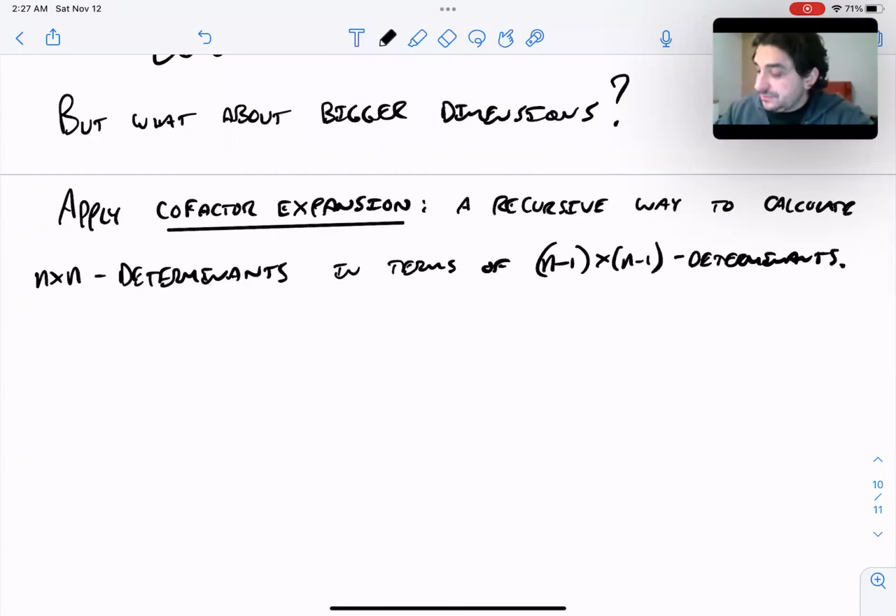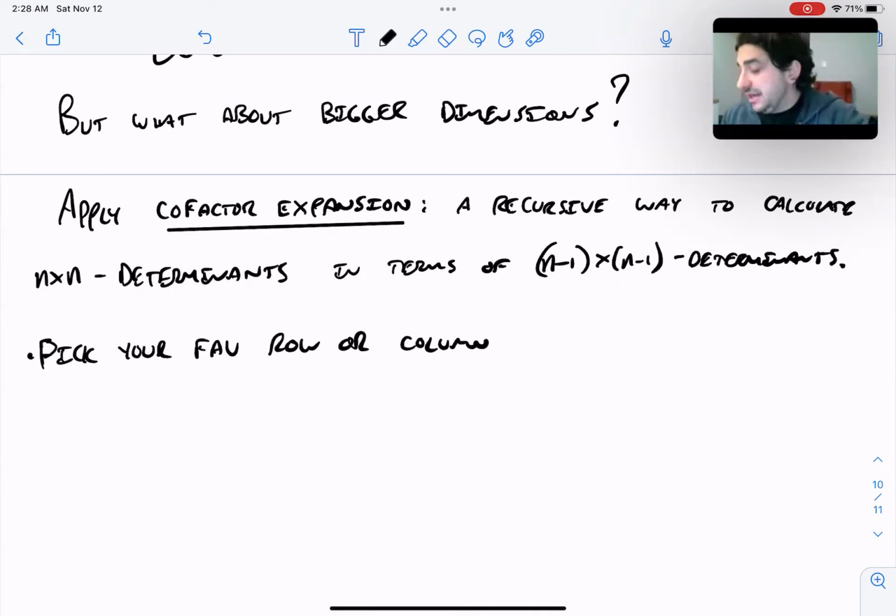So what you do, it looks like kind of a complicated process, but it ends up not being too bad. So what you do is you pick your favorite row or column in the matrix that you want to do cofactor expansion in. And it's kind of amazing, to be honest. It doesn't matter which row or which column you pick. Pick whatever one you like. So pick your favorite row or column, right? And what you do is you go through entries of that row or column one at a time.